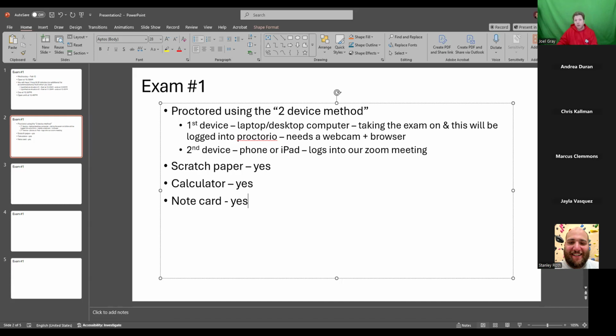Now, as a follow-up to that, one thing that's a bit of a misconception about Proctorio is that Proctorio has no influence on your grade.